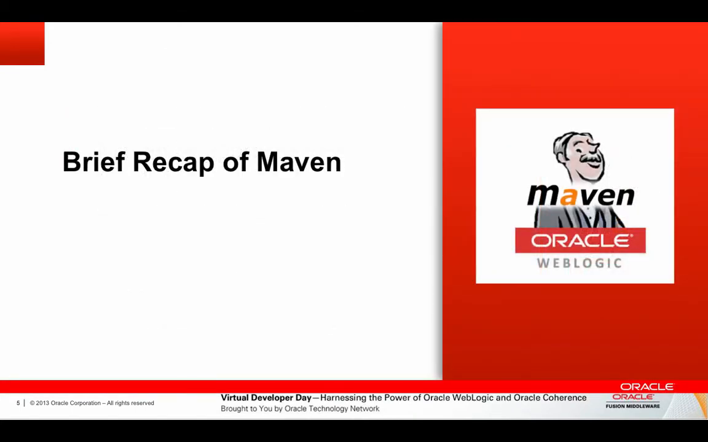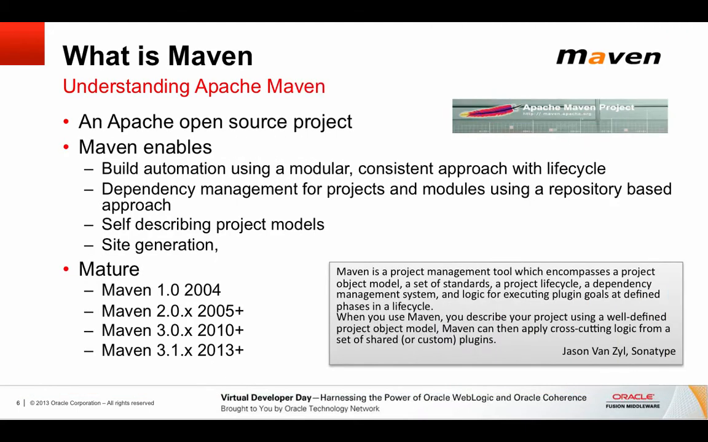Alright, let's have a brief recap of what Maven is. Maven is a popular open source project that's used to manage a large number of software development lifecycle tasks. You can use Maven to define your project structure and its hierarchy, manage the build of your applications, define dependencies and have them automatically managed, and much, much more.